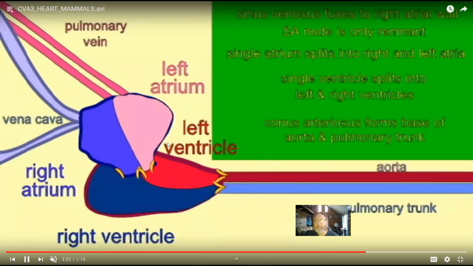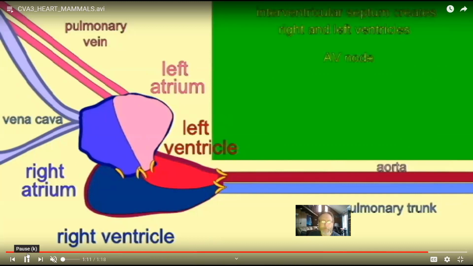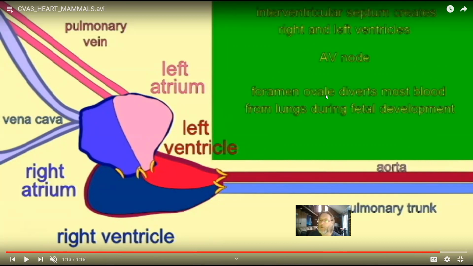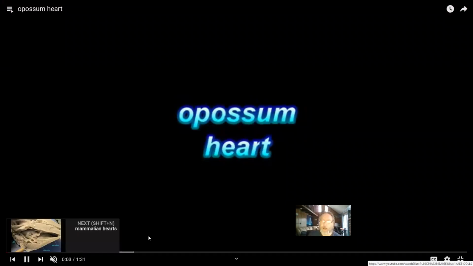And so this is then the situation we see in the adult mammals. But once again, the embryonic mammals have traits which we see in more primitive hearts. Mammals have an AV node and a foramen ovale, which will join the two atria during fetal development. Obviously, fetal mammals are developing inside the mother, and the lungs do not have oxygen in them until birth. And so blood is diverted away from the lungs until after birth.